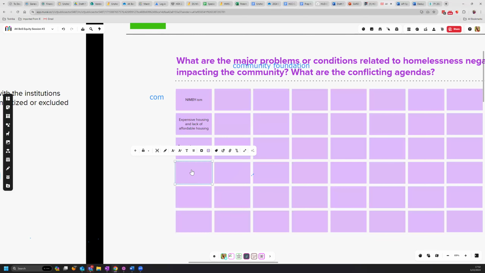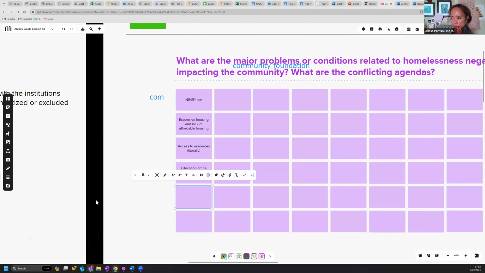What about education of the issue, both from a leadership level and a grassroots level? Like effective communication strategy, maybe. Lack thereof, education of the issue. Addiction.